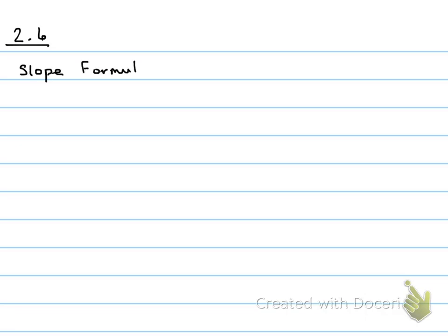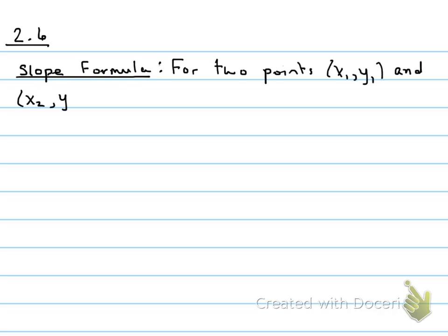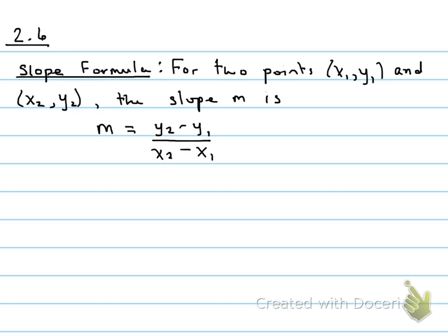Your slope formula states that for any 2 points, x1, y1, and x2, y2, the slope, m, can be found by m is equal to y2 minus y1 over x2 minus x1. You might have heard this as rise over run.